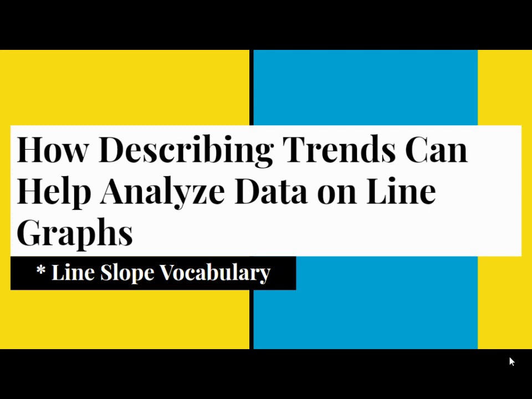Today we are continuing our unit on interpreting and representing data. We are going to be looking at how describing trends can help analyze data on line graphs. So we're really going to be focusing in on using and understanding the vocabulary that is associated with line slope. We've touched on it a little bit the last couple of days, but we're really going to dig in today, and we're going to look at some authentic test questions, which requires you to really have an understanding of some of this line slope vocabulary to be able to answer the questions successfully.